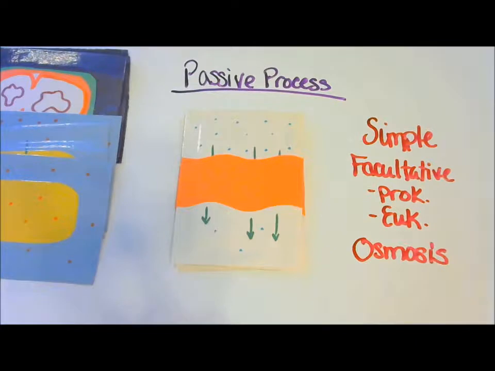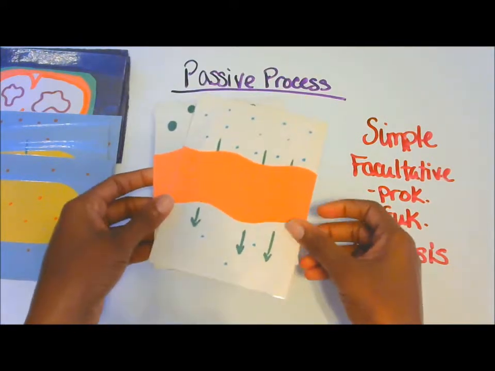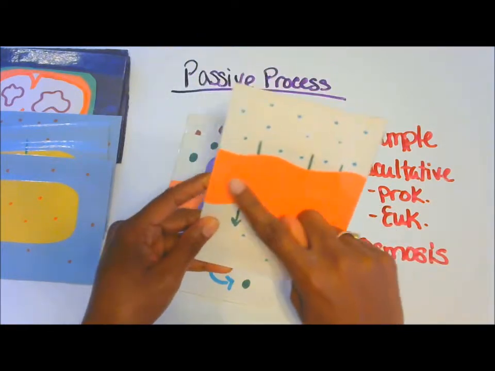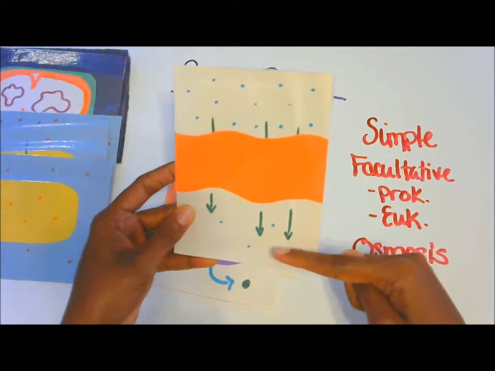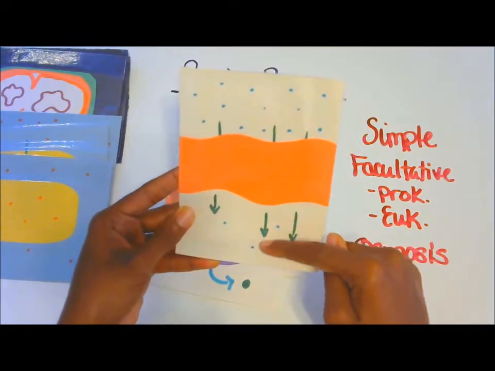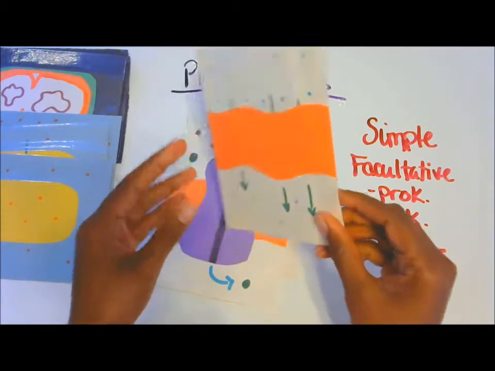All right, first up, we have passive processes. Within passive processes, there is simple diffusion, facultative diffusion, and osmosis. So here I have my triggers. First up, I have simple diffusion. Here is the membrane, the high concentration and the low concentration, and I have my arrows to show which direction the molecules or ions are going.